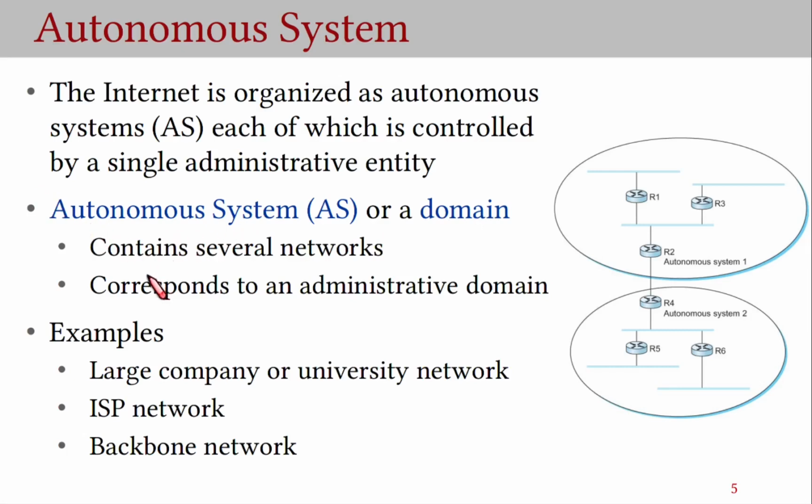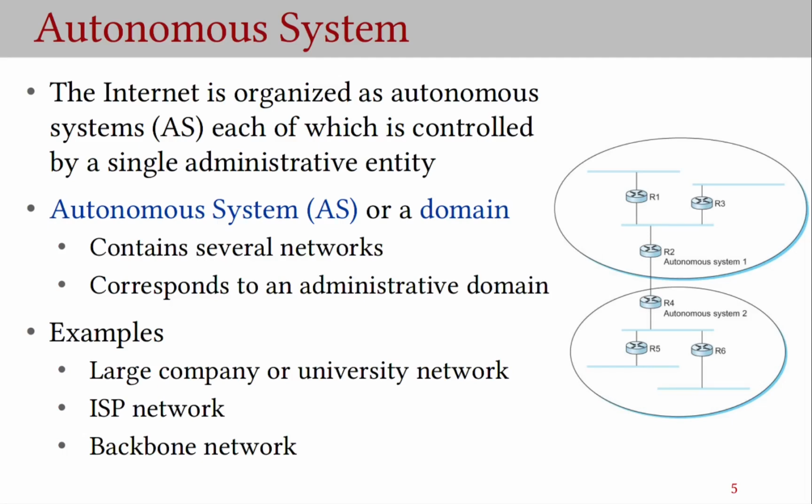An autonomous system contains first several networks, and then it corresponds to an independent administrative domain. Examples of autonomous systems are large company or university network, ISP network, and backbone network. Here is a diagram that shows two autonomous systems, autonomous system 1 and autonomous system 2. And these autonomous systems are connected via this link that connects router R2 in autonomous system 1 to router R4 in autonomous system 2.